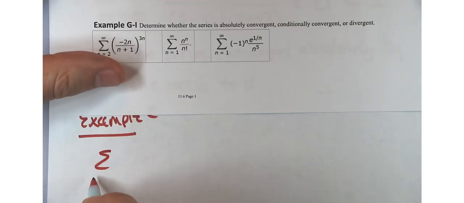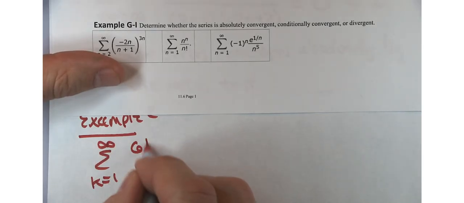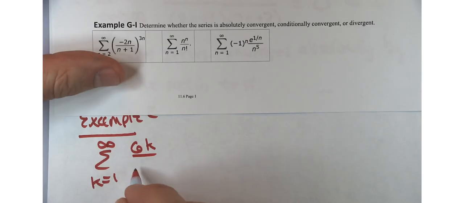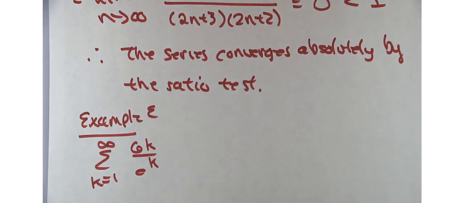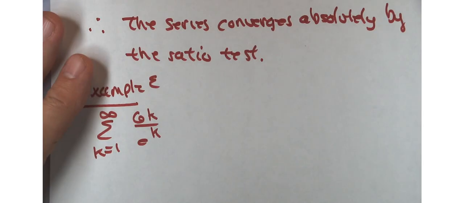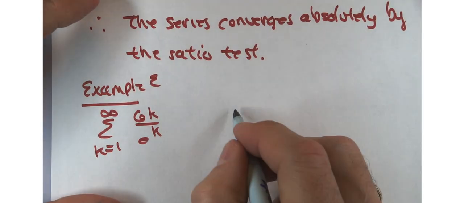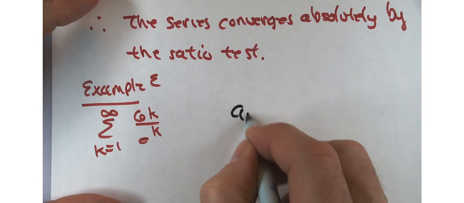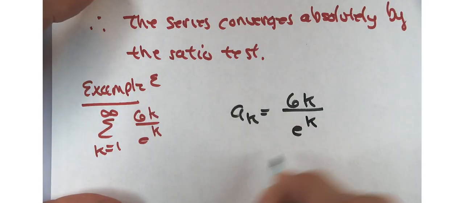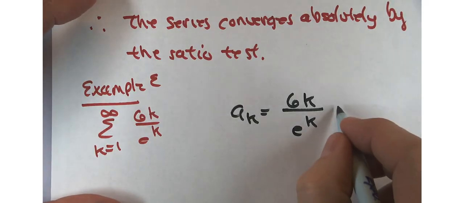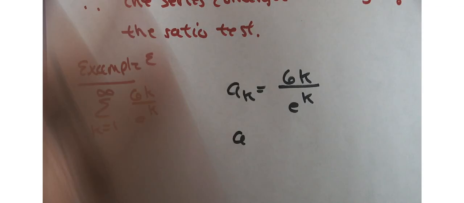That's going to be the sum from k equals 1 to infinity. I'm going to write it as 6k over e to the k. So I'm just putting that e term in the denominator, get it out of my way a little bit, get rid of that negative. So let's look at the general term, a sub k: 6k over e to the k. I want you to write the next term, so a sub k plus 1. Try and write that, see what you get.